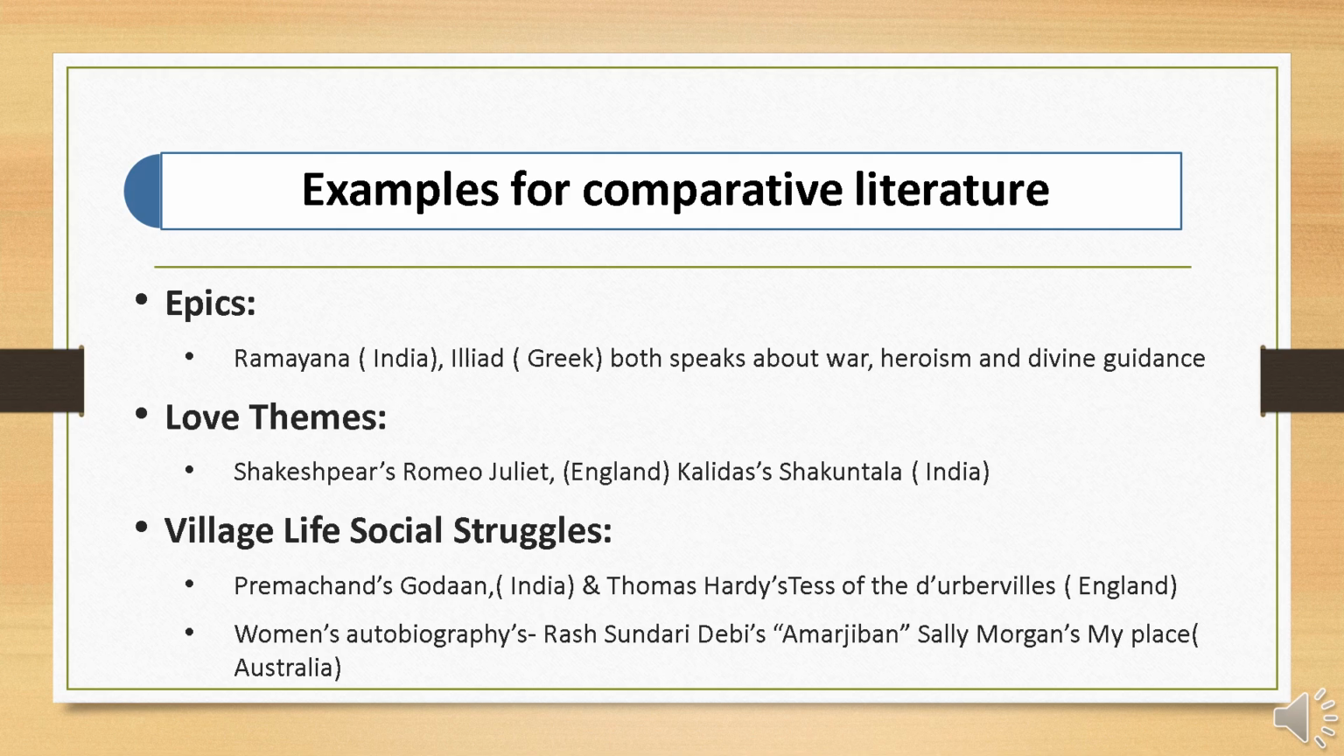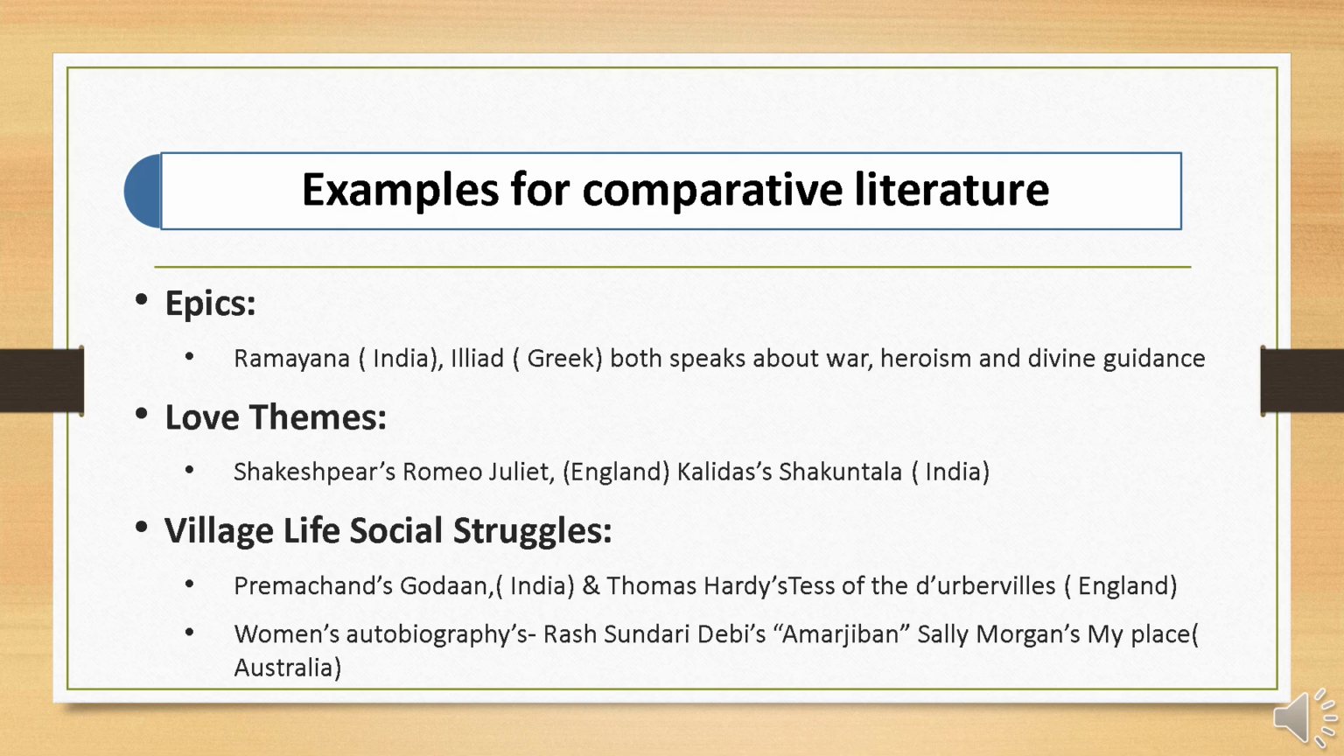Now let us see some examples of comparative literature. When we compare, in epics we can have the Ramayana in India and the Iliad in Greece; both speak about war, heroism and divine guidance. Next we have love themes. We all know Shakespeare's Romeo and Juliet, England, and Kalidasa's Shakuntala in India; both speak about love.